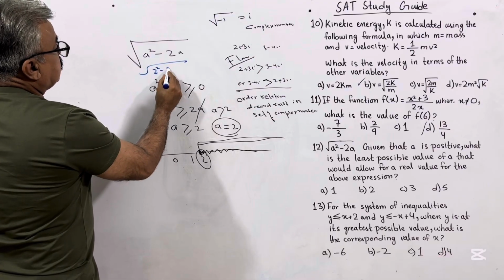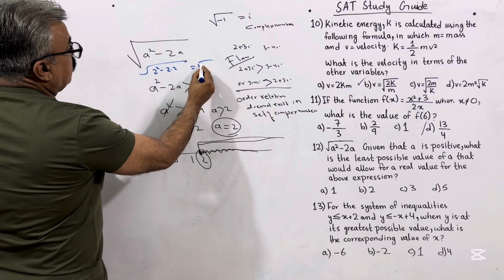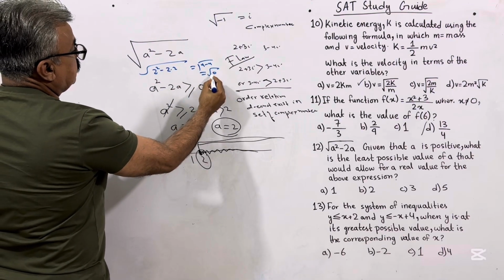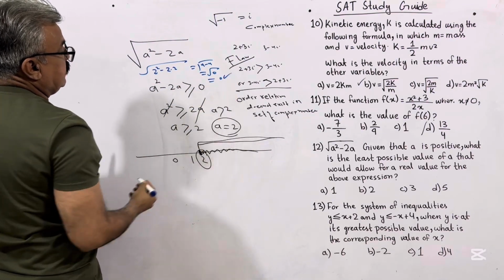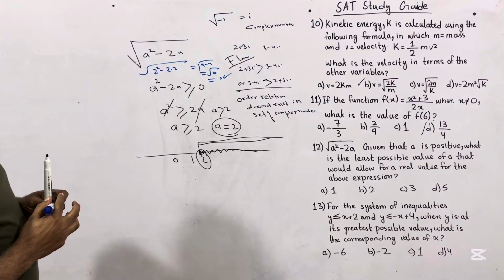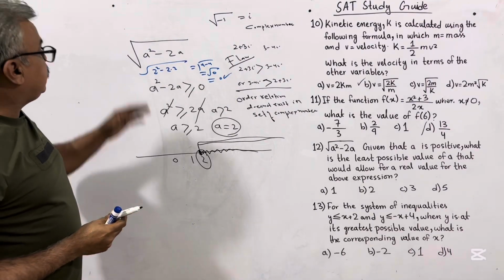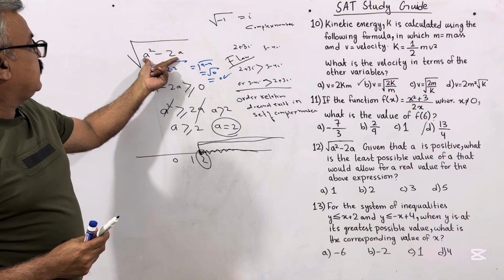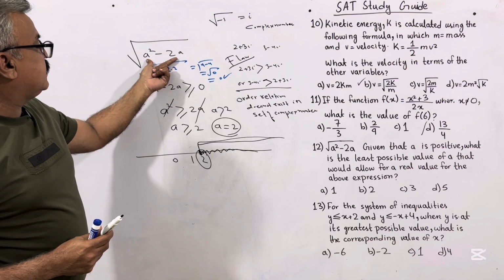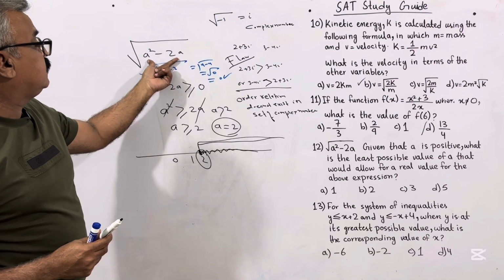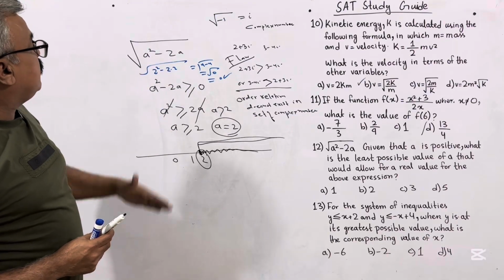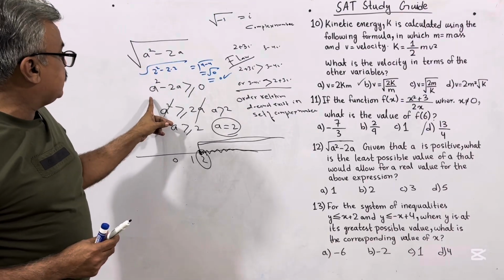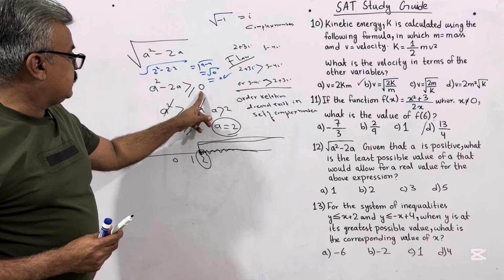2 squared minus 2 times 2, we have 4 minus 4, square root of 0, which is 0. It's a real value. So what we have learnt, and the same is the idea behind the domain of this function: a squared minus 2a must be 0 or greater than 0 in order to get a real value. Same is this strategy: a squared minus 2a is greater than or equal to 0.